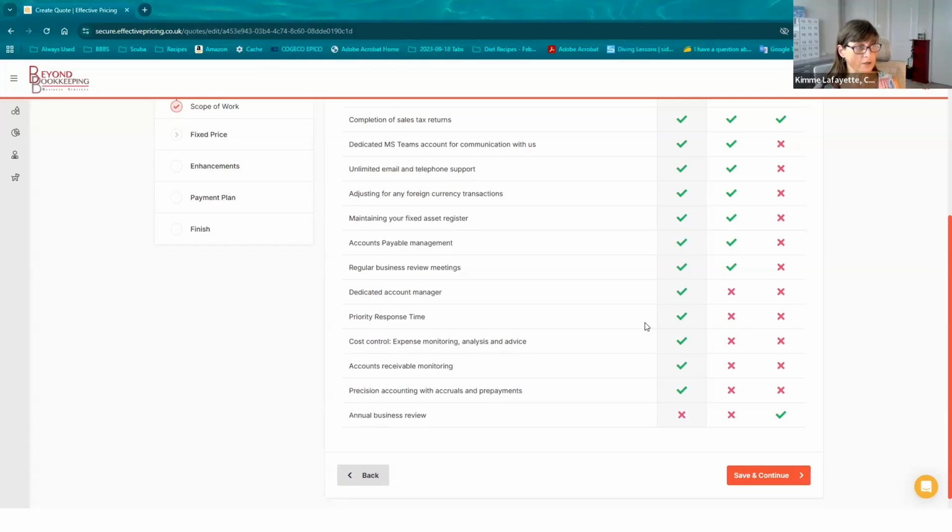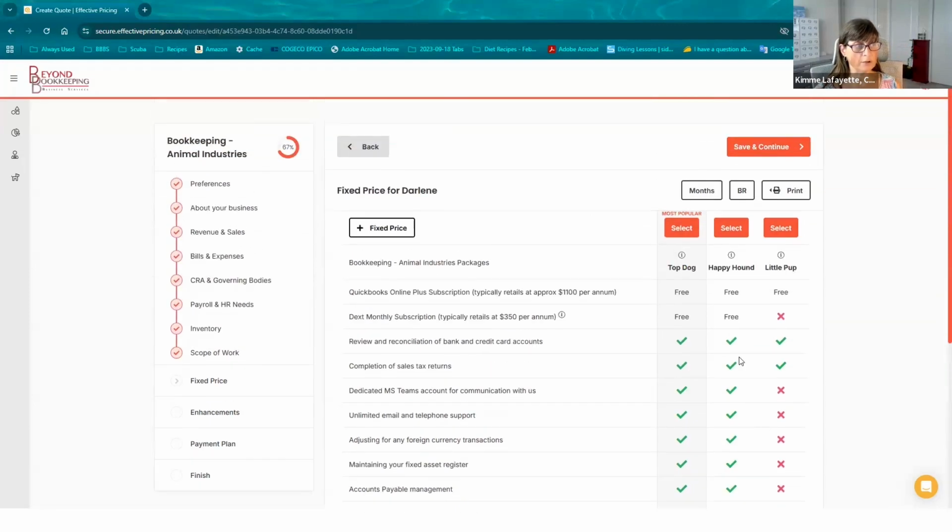Our top dog package also has the cost control that we talked about earlier, like monitoring your expenses, giving you some advice when we notice some trends that are changing, monitoring your accounts receivable. Our top dog package would manage all of that for you seamlessly as well. And then the Little Pup package has an annual business review meeting as opposed to monthly or regular.